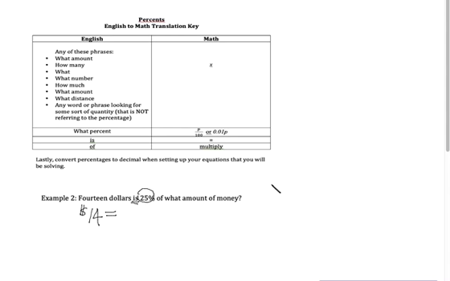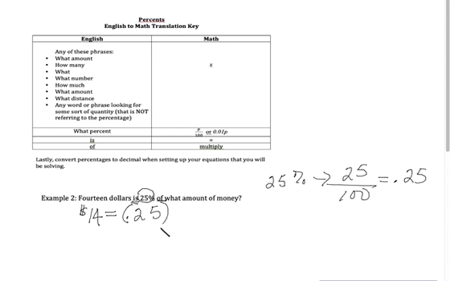25%. I want to change 25% to a decimal. What is that as a decimal? That's the same thing as saying 25 over 100, which is the same thing as saying 0.25. So we're going to say 0.25. Now it's saying of, so that means I'm multiplying what amount of money? What is that going to translate to? I'm looking for a quantity, so that means I'm going to use x. So here's my equation now.